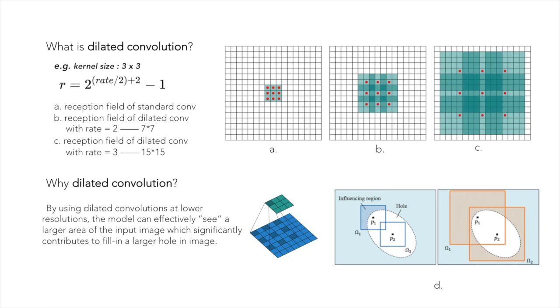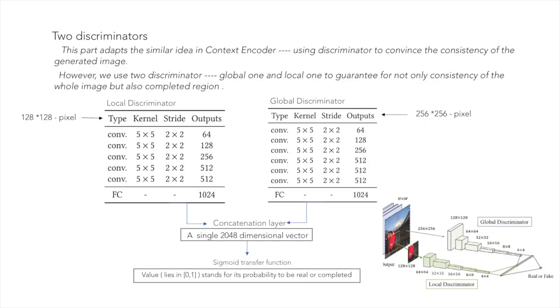Let's have a look at the discriminator part. As you can see, for the two discriminators, we have two different inputs. In the previous step, we have already generated a rough image for the empty hole. We can call it the filling part. Then we put the filling part into the local discriminator and the whole picture into the global discriminator. After going through the two discriminators simultaneously, we can concatenate their outputs as a long single-dimension vector. And finally, using a sigmoid transfer function to transform this into one single value. This value stands for the probability of whether the image is natural or generated.